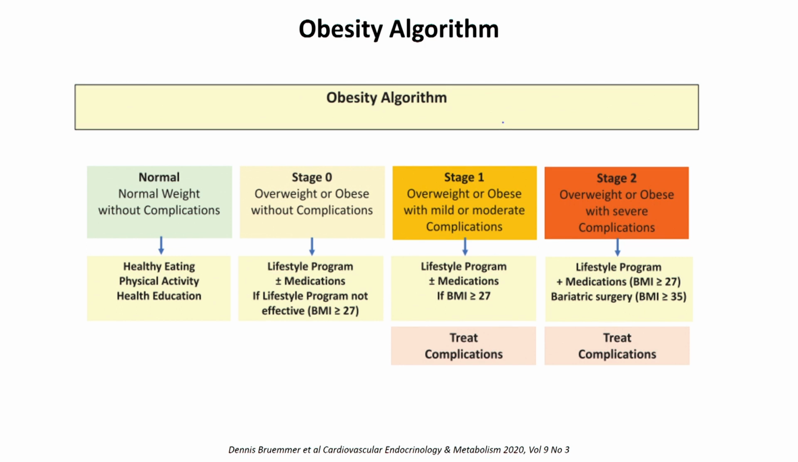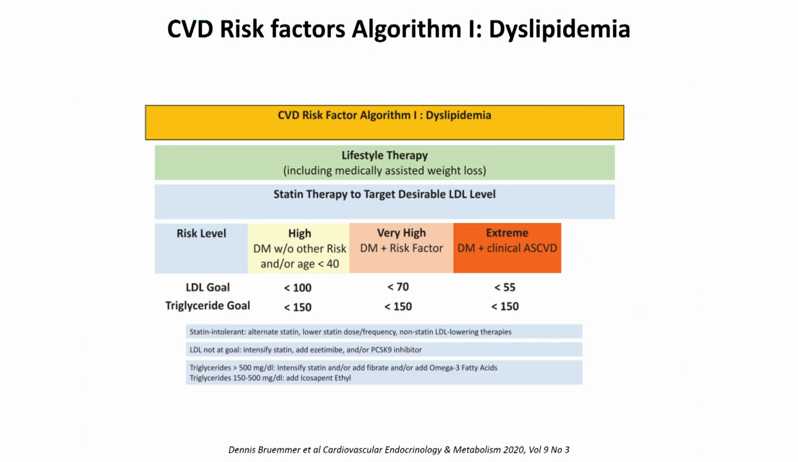Stage 1, overweight or obese with mild or moderate complications: there you must give a lifestyle program and medications. Medication is simple, metformin. It reduces weight, or is at least weight neutral. The DPP-4 price has come down. It is also weight neutral. And treat the complication. When they are overweight or obese with more complications, then you have to decide what medication to give or how to approach their obesity.